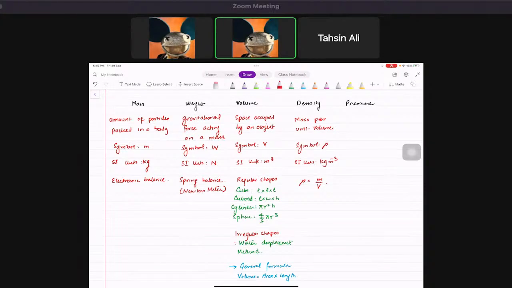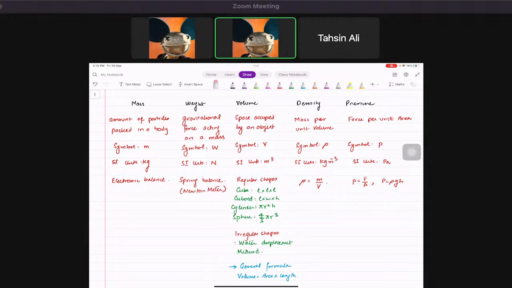Now then we got pressure. Pressure is defined as the force per unit area. The symbol for pressure is small p. The SI unit of pressure is pascals. And pressure can be found using two formulas: generally force over area, or pressure as rho g h. We're going to look at it again.